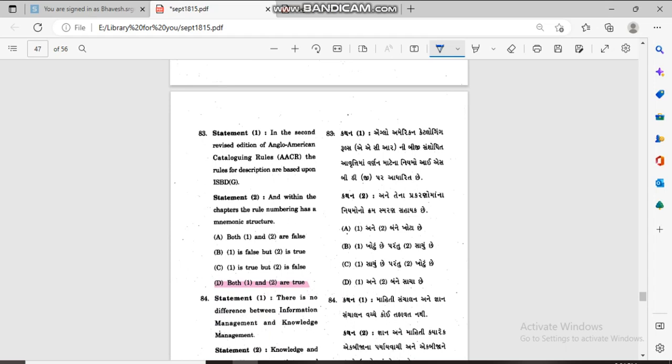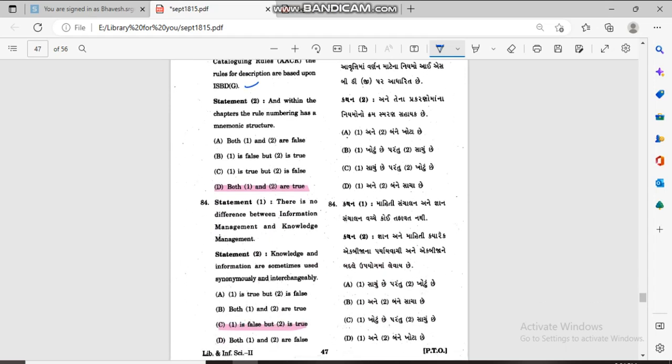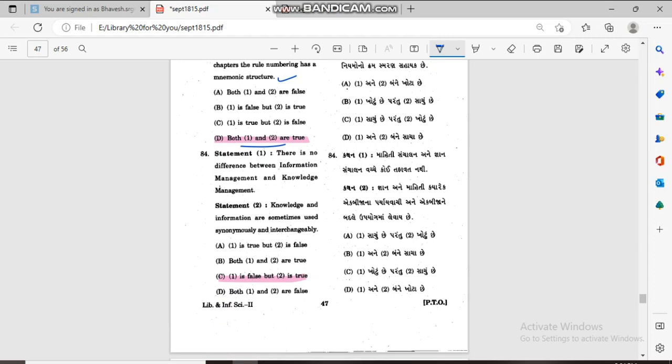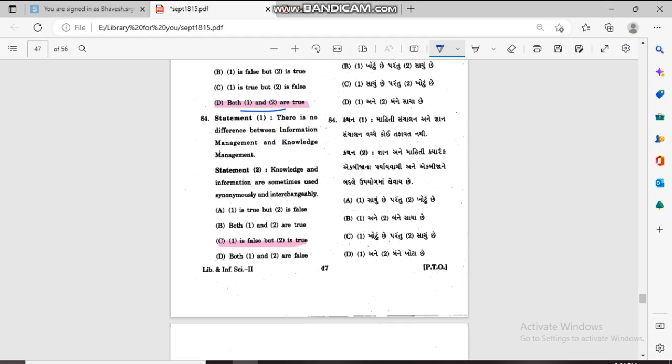Statement 1: in the second revised edition of Anglo-American Cataloguing Rules, the rules for description are based upon ISBD(G). Second statement: within the chapters, the rule numbering has a mnemonic structure. Both A and B are true.